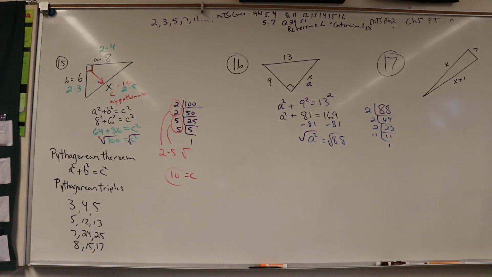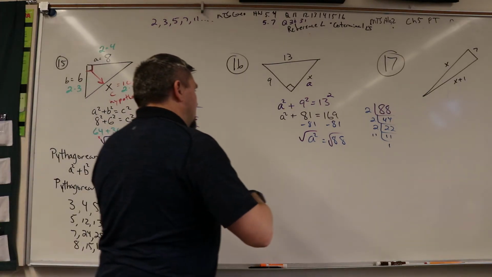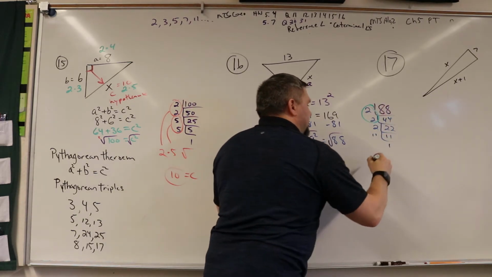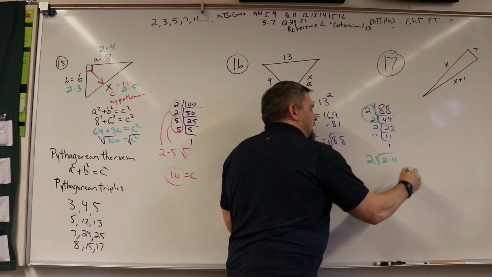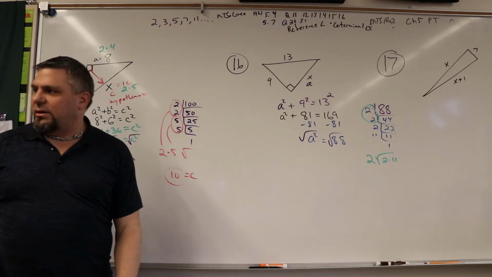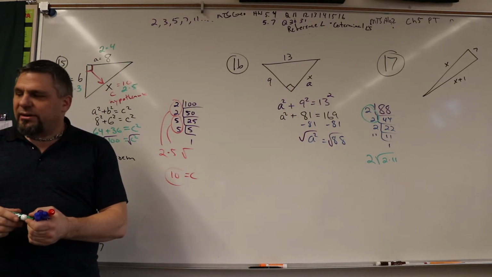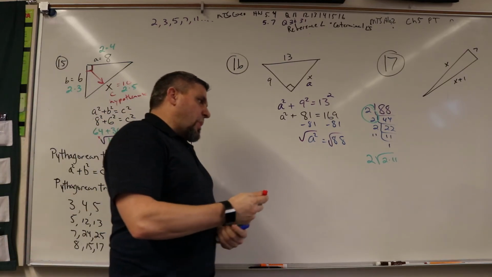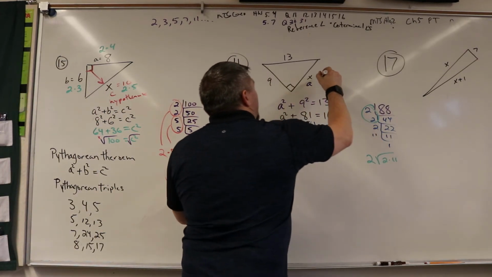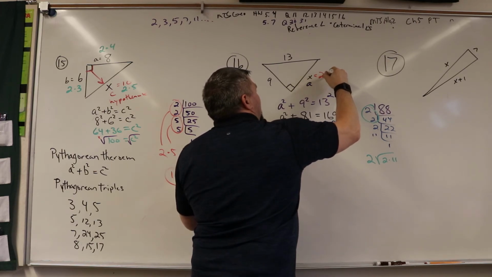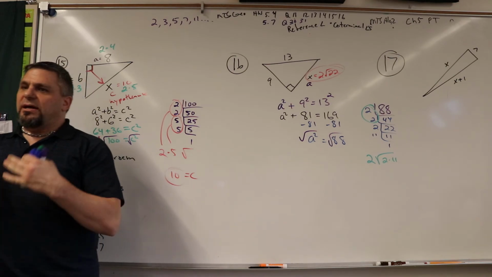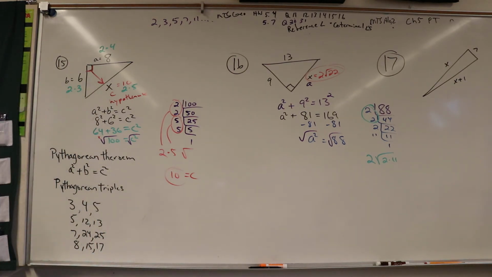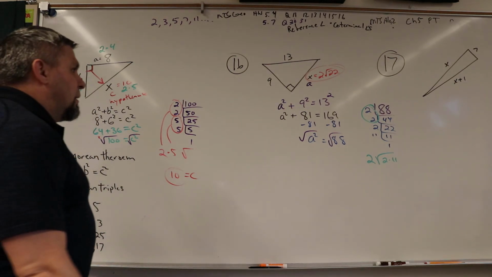Now pick out your pair. I have a pair of 2's, and that's it. So 2 times 11 stays in the radical. What I'm left with is that x is equal to 2 square roots of 22. And that's the Pythagorean theorem.